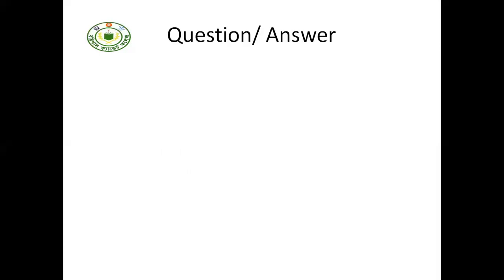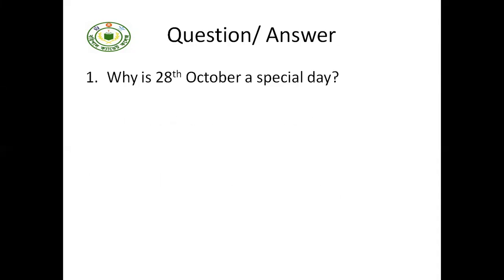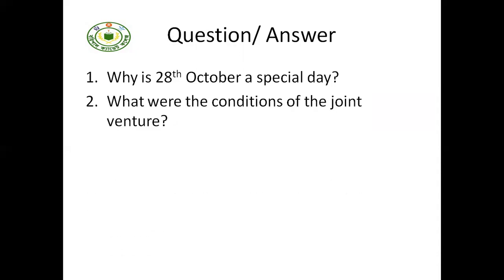Now there are some questions. Let's get the answer. Question number one. Why is 28 October a special day? 28 October is a special day because on this day, the Statue of Liberty was first presented before the public. Hundreds of thousands of people watched the unveiling ceremony with awe and amazement. Question number two, what were the conditions of the joint venture? There were two tasks, the building and assembling of the statue and the construction of the pedestal.